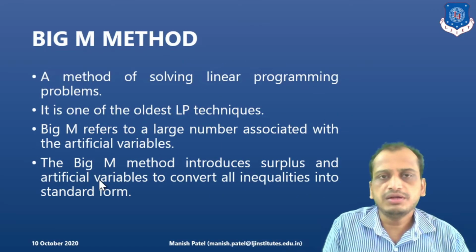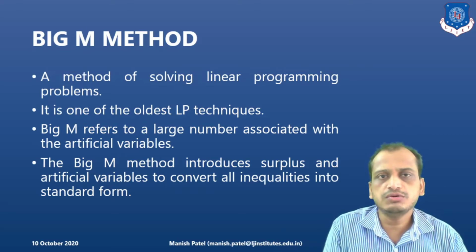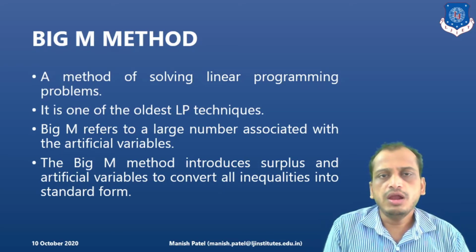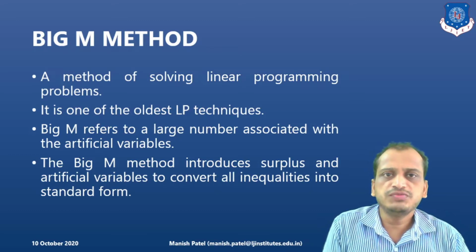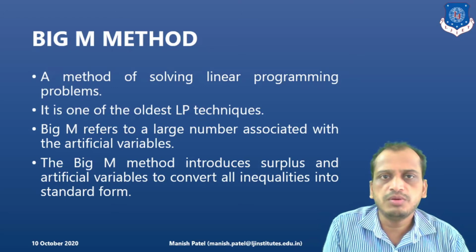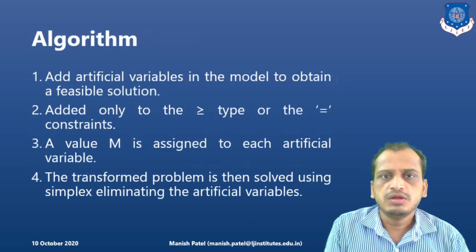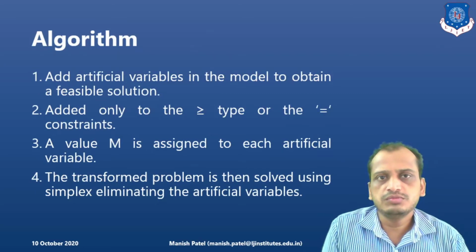So what is Big M method? As the name indicates, here M indicates the big positive number. It is one of the oldest techniques of solving the linear programming problems. Along with artificial variables, big M positive number we have to introduce in the linear programming mathematical model. Why do we introduce it? Because we can easily solve the linear programming problem with the help of these variables. So let's look into an example. But before that, let's see some of the steps which are involved in this algorithm.